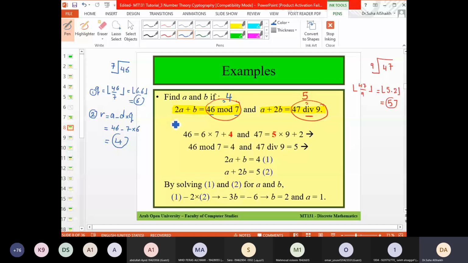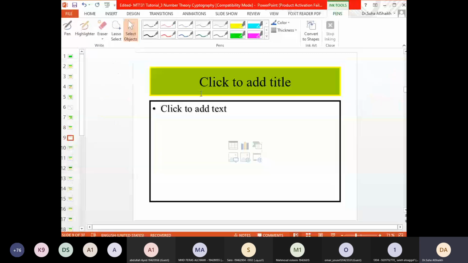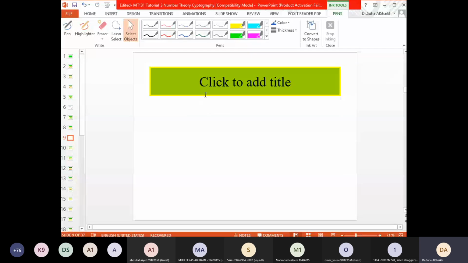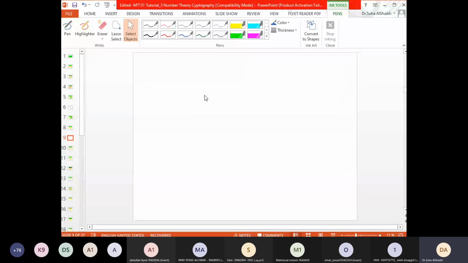So now I have 2 equations: 2A plus B equal to 4, and A plus 2B is equal to 5. Of course, to solve 2 equations there are steps here. He shortened the steps a lot, so let me do them with you, just in case they give you such a thing in the final exam. We have 2 equations. The first equation is 2A plus B is equal to 4. And the second equation is A plus 2B is equal to 5.